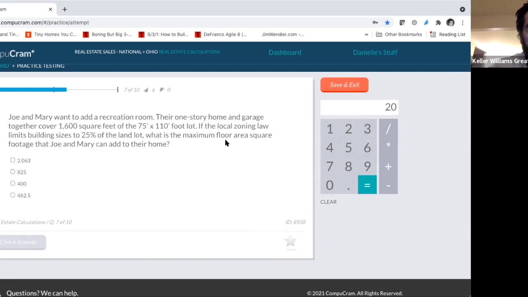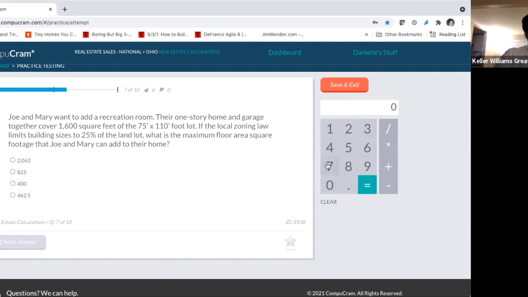Question number 7. Joe and Mary want to add a recreation room. Their one-story home and garage together cover 1,600 square feet of the 75 by 110-foot lot. If local zoning limits the size of buildings to 25% of the land lot, what is the maximum floor area square footage that Joe and Mary can add to their home? All right, this is another multi-step one that I'm just going to work through for the sake of time.